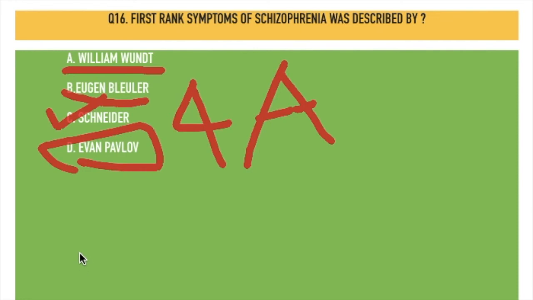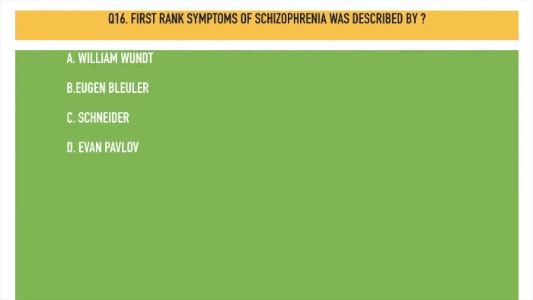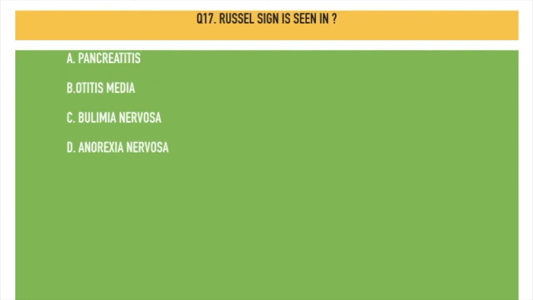So that's it. And next one is question number 17, and that's Russell sign. This is a straightforward question. Russell sign is seen in pancreatitis, otitis media, bulimia nervosa, and anorexia nervosa. The answer is bulimia nervosa.